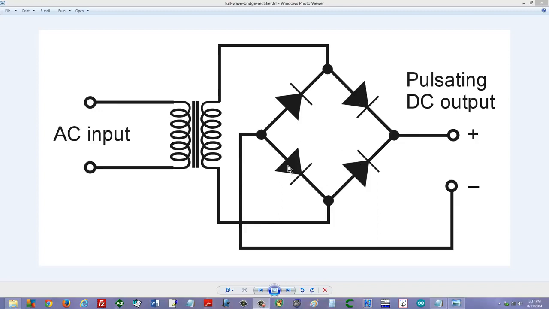Here's the transformer secondary, and here are 4 diodes arranged in a configuration called a bridge. Now notice the directions of these arrows, the orientations of these diodes. That's very important here in order to get positive here and negative here.